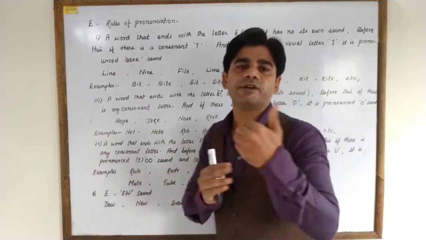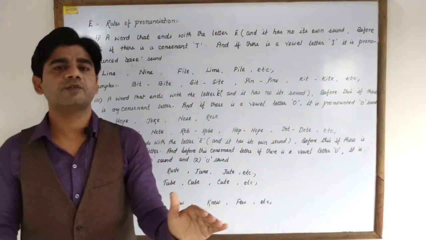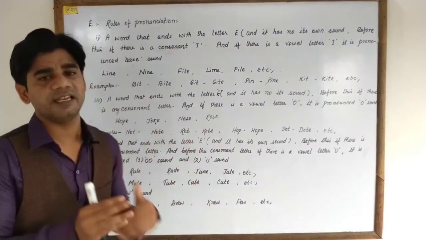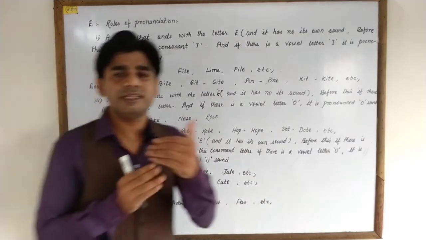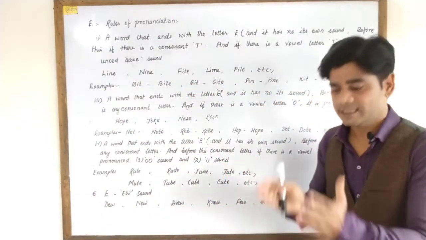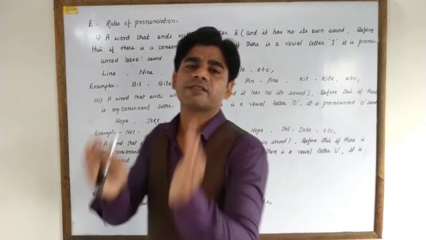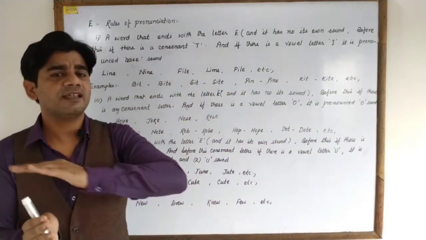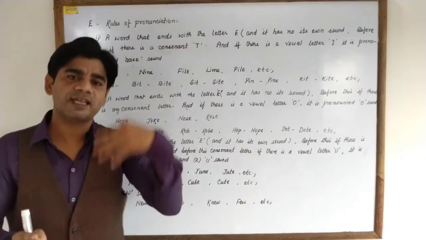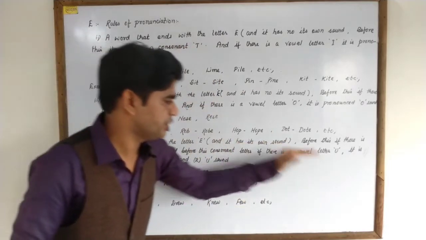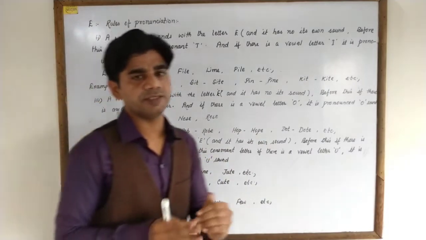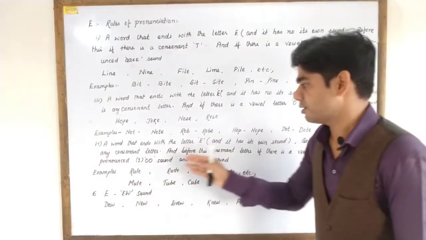Now we have some more words that end with the letter E, and it has no sound of its own, but before that E, if there is any consonant letter, and before that consonant there is a vowel letter U, it will be pronounced with the U sound. In a simple way, some words end with E, which has no sound of its own, and if a consonant and then the vowel U come before it, the word is pronounced with the U sound. We will understand this with some examples.